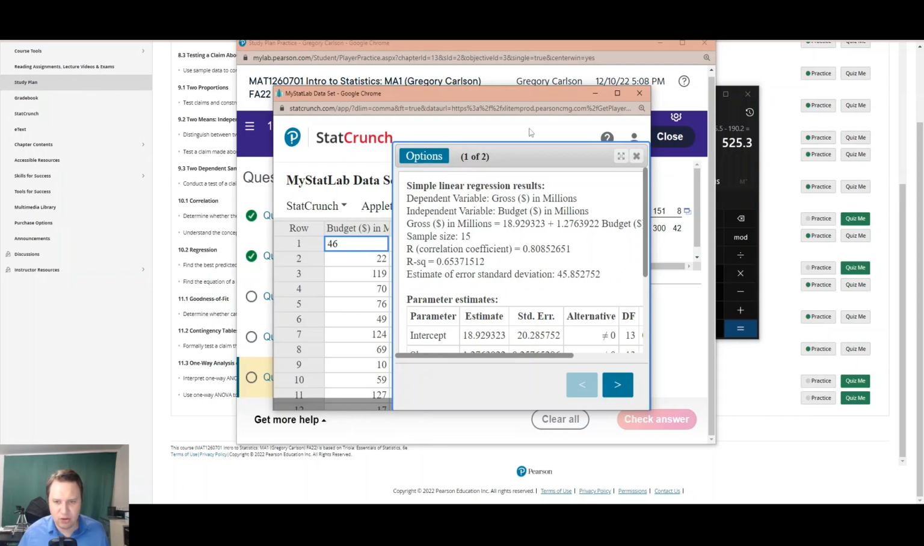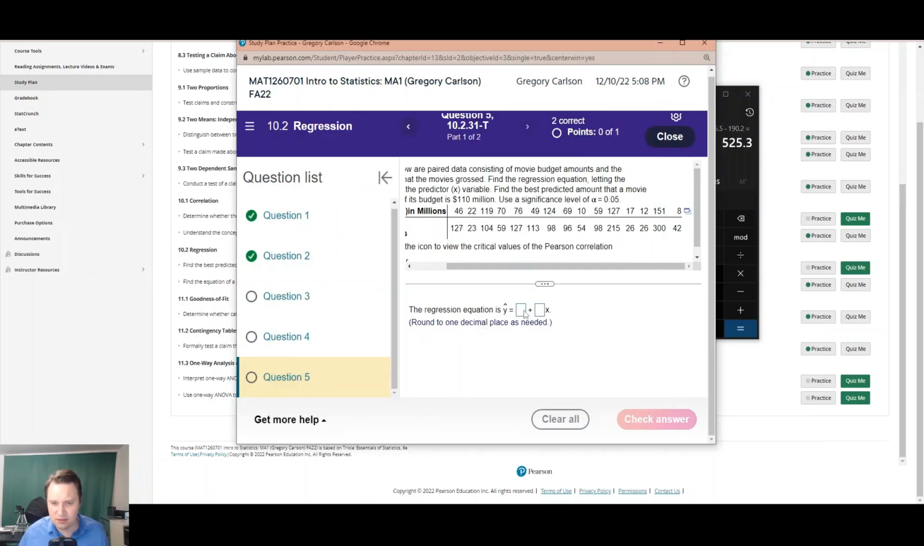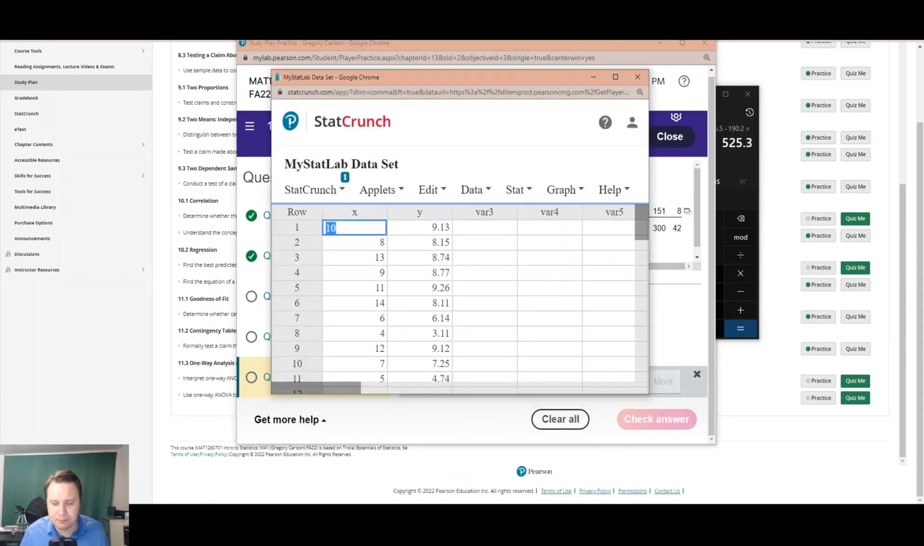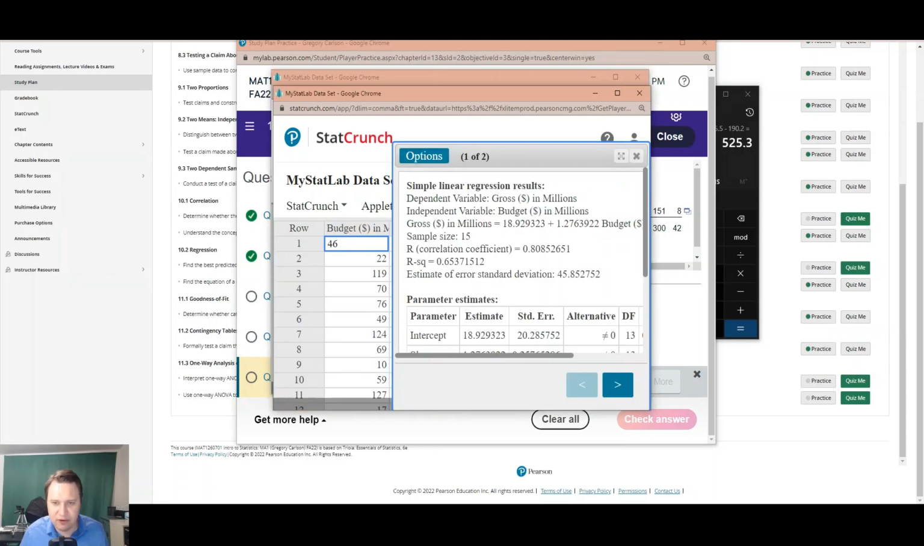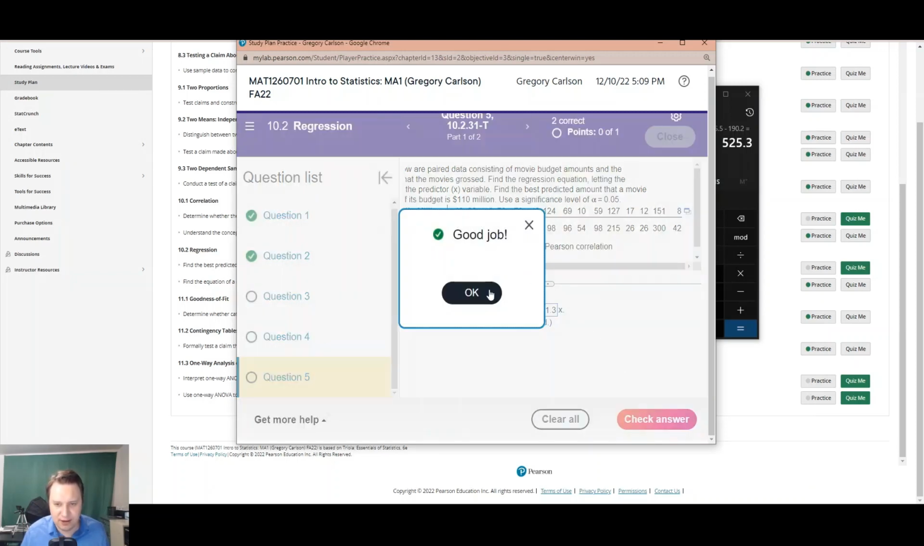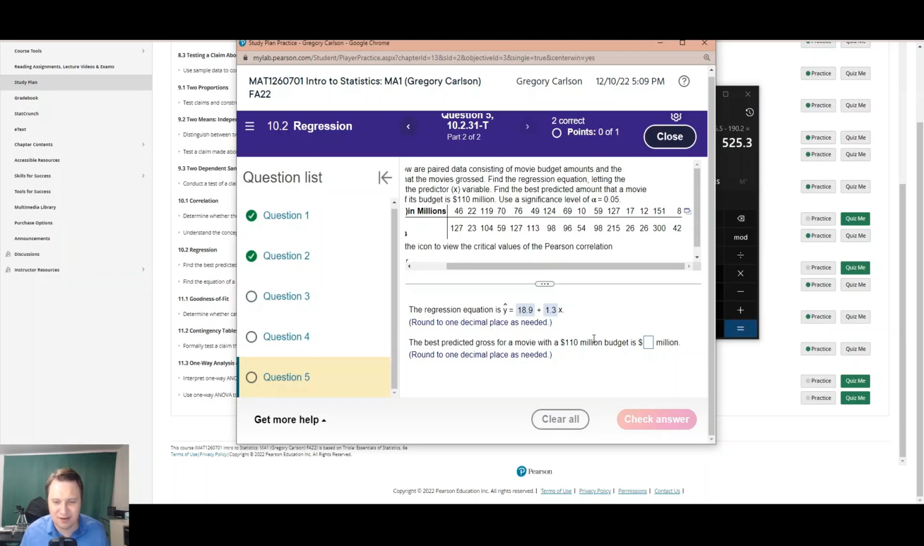So here's the equation. 18.9 was the intercept. So all the budgets had some profit in common. And then the slope variable was 1.3. So it said round to one decimal place, so 1.3. So in other words, for every dollar of budget, the profit appeared to go up by $1.3. So that's pretty good. I don't think that's how it works in reality, but that's kind of good.